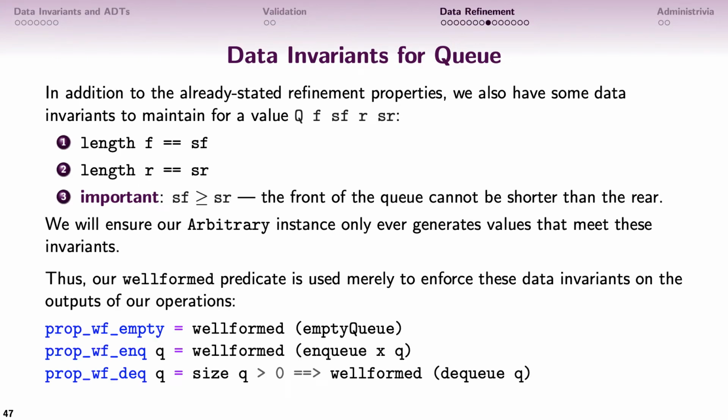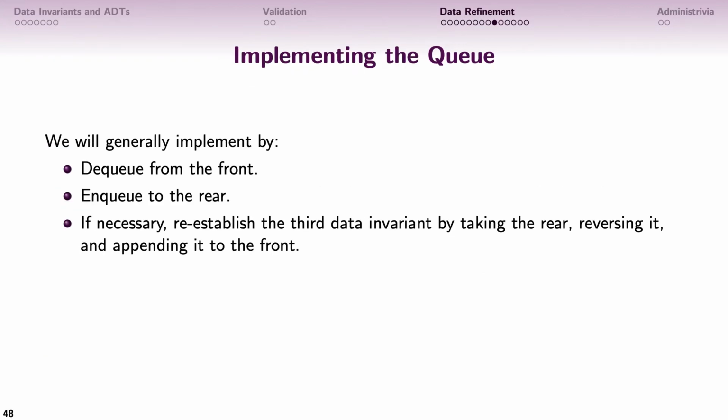So we just established these predicates. In my slides, I did not include the precondition that the queue is well-formed because our arbitrary instance always generates well-formed queues. But I put it in my code because it's a bit clearer that way, and there's no harm in putting that extra precondition in. So we just implemented the queue, and whenever we had to re-establish that third data invariant, we took the rear, reversed it, and appended it to the front, right?